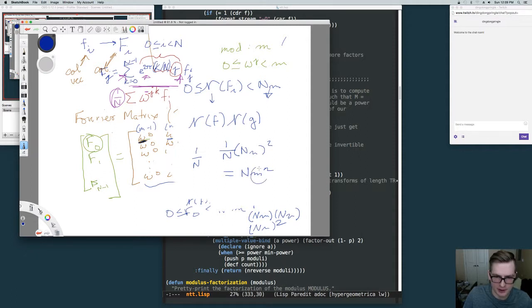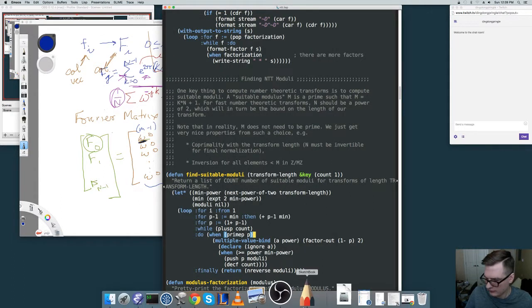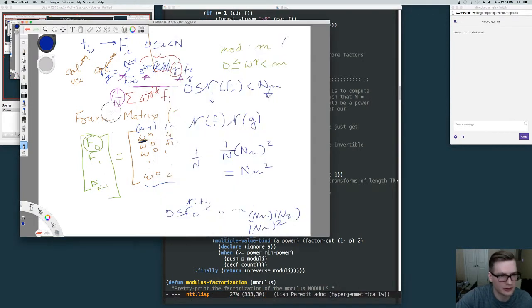I talked about modulus here, but that's assuming that our modulus equals our base. If our modulus doesn't equal our base, then this would be n times... actually, no, ignore that. This can be n times m squared. Oops. Let me go back.